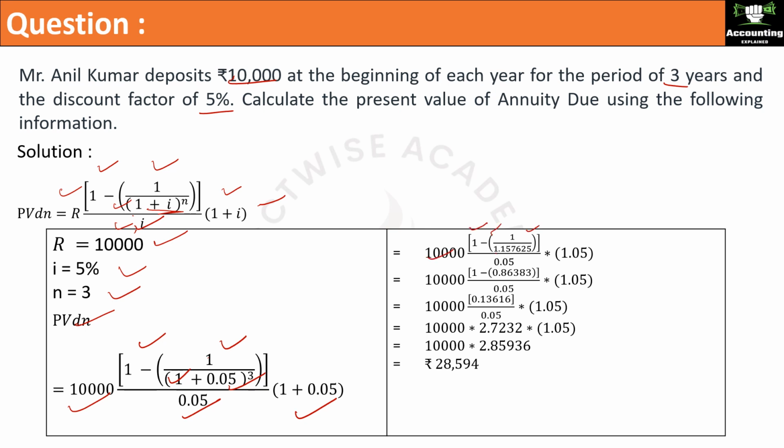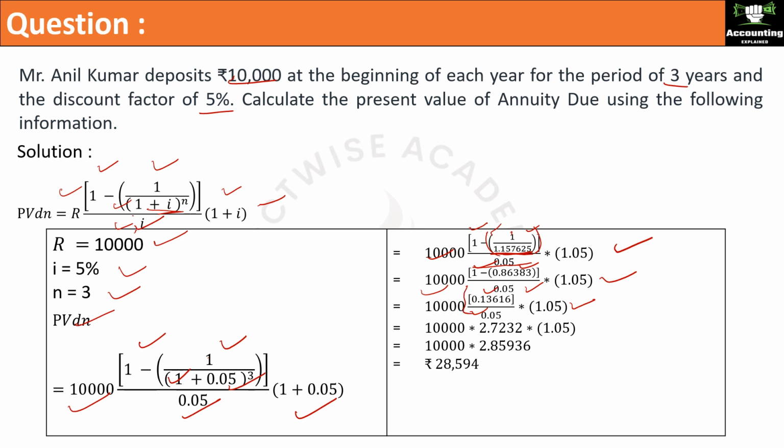First, (1 plus 0.05) to the whole power 3 is 1.157625. So 10,000 into 1 minus 1 divided by 1.157625, divided by 0.05 into 1.05. We are going to find 1 divided by 1.157625, which is 0.86383. So 10,000 into 1 minus 0.86383, divided by 0.05 into 1.05. Next step is to find out 1 minus 0.86383, which is 0.13616. So 10,000 into 0.13616 divided by 0.05 into 1.05.